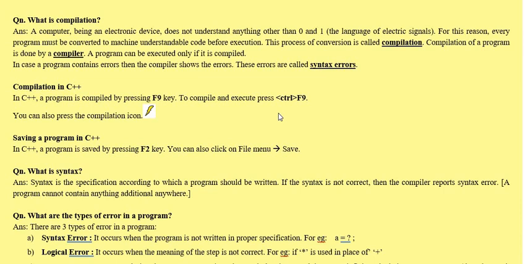In the meantime, how will you compile? The process of compiling is by pressing F9, and to compile and execute it is Control F9. Okay. Then we have got how to save a program. To save a program, press F2.